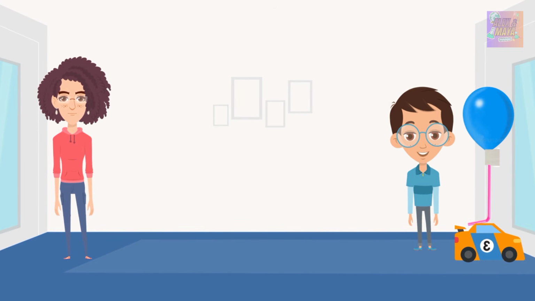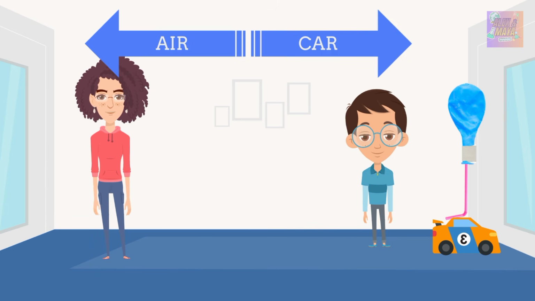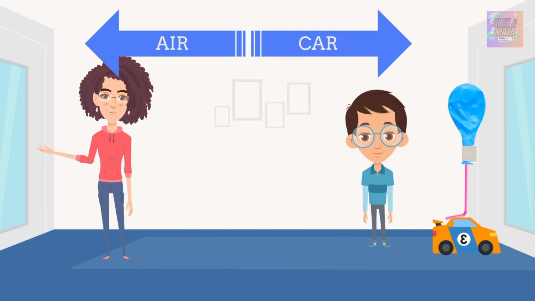It zoomed forwards! Why did it go that way, Maya? It is a special rule of science, Alex. When the air pushes backwards out of the balloon, it pushes the car forwards. So the air pushing back makes a forward push. Exactly. That forward push has a special science name. It is called thrust.